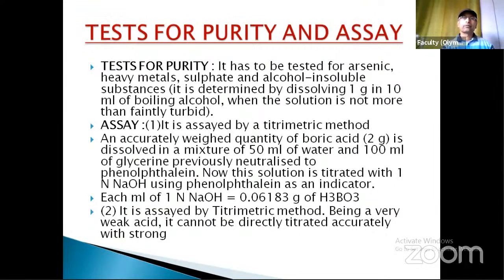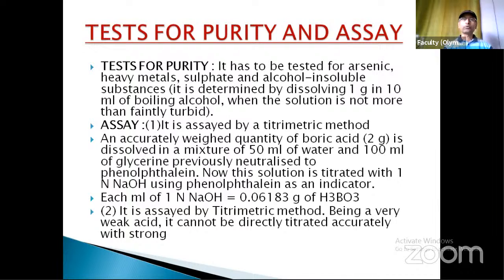Purity. You have to test the purity, you have to do the assay for boric acid, and it is also in your practical. It has to be tested for arsenic, heavy metal, sulfate, and alcohol insoluble substances present in it. You have to do those tests by dissolving 1 gram in 10 ml of boiling alcohol, when the solution is not more than faintly turbid.